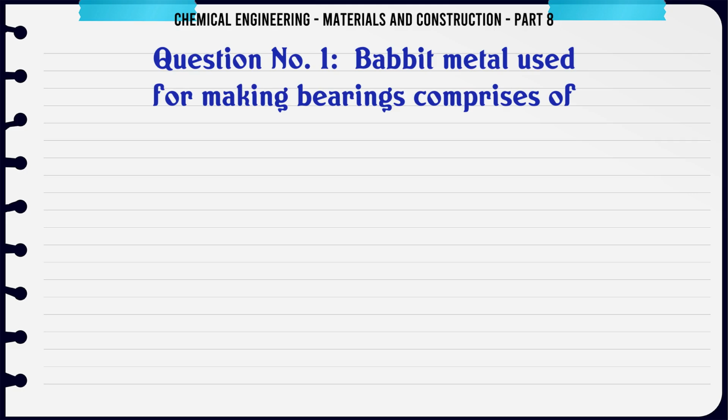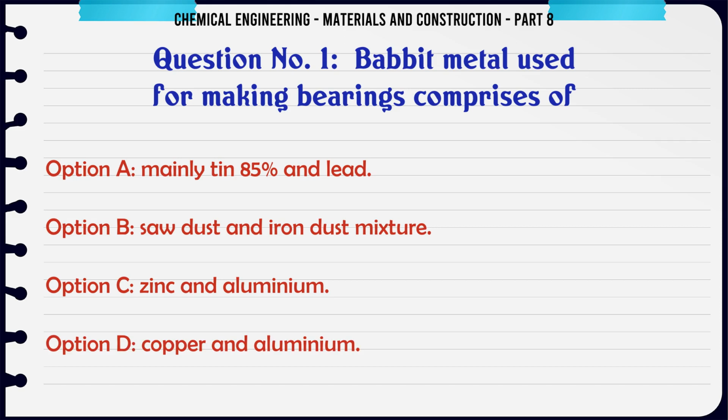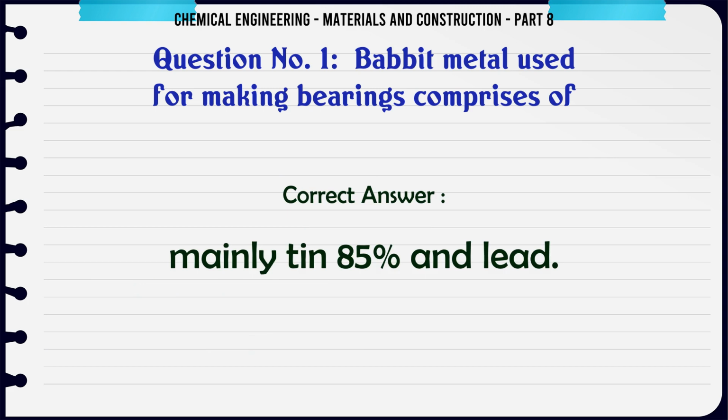Babbitt metal used for making bearings comprises of: A. Mainly tin 85 and lead. B. Sawdust and iron dust mixture. C. Zinc and aluminium. D. Copper and aluminium. The correct answer is mainly tin 85 and lead.